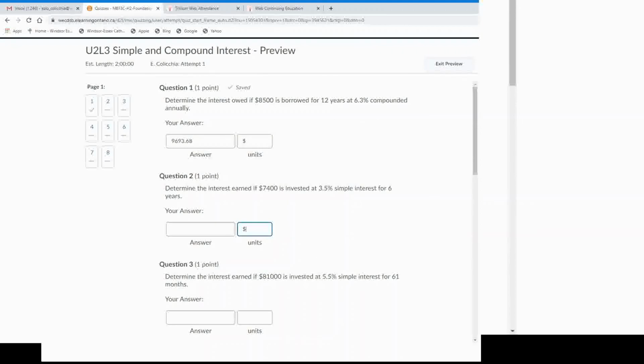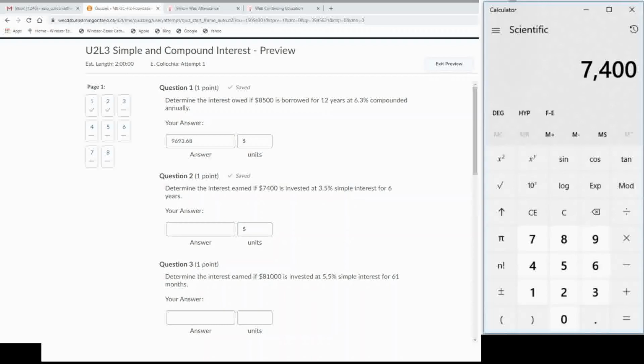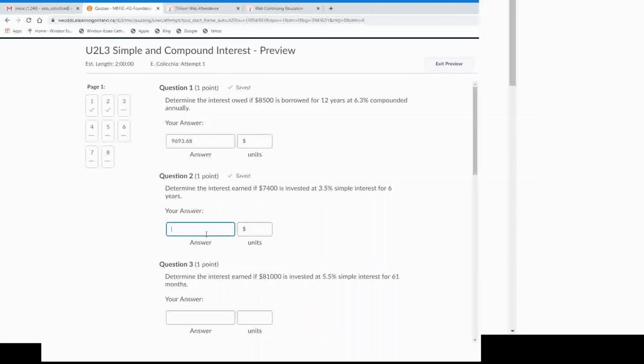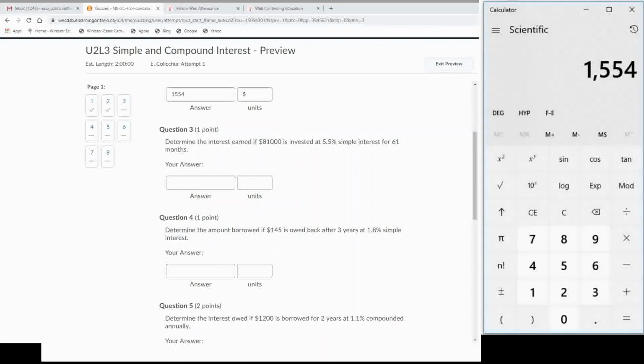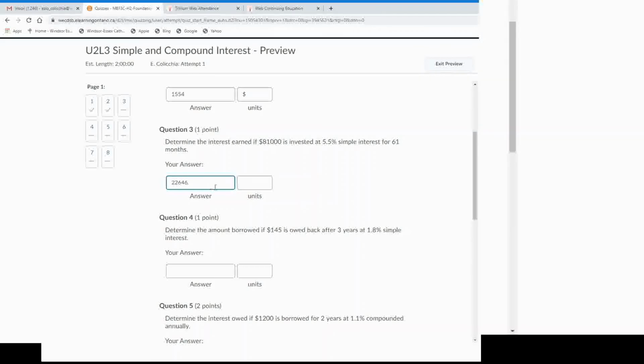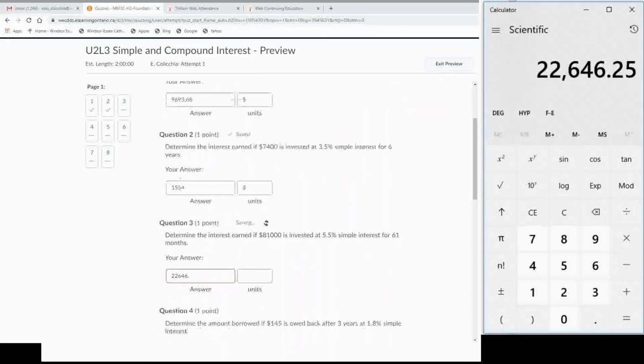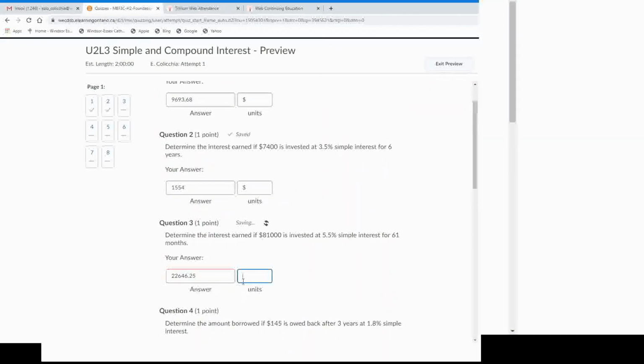This question, determine the interest earned. If we have $7,400 invested at simple interest for 6 years, so we just write in $1,554. Don't need to put the 00 for the cents. The next question, it's $81,000 at simple interest, but it's at 61 months, so we have to do 61 divided by 12. So the interest would be 22646.25. And we put dollars.